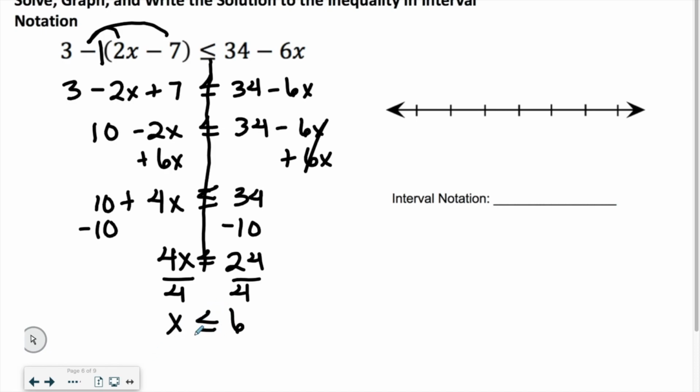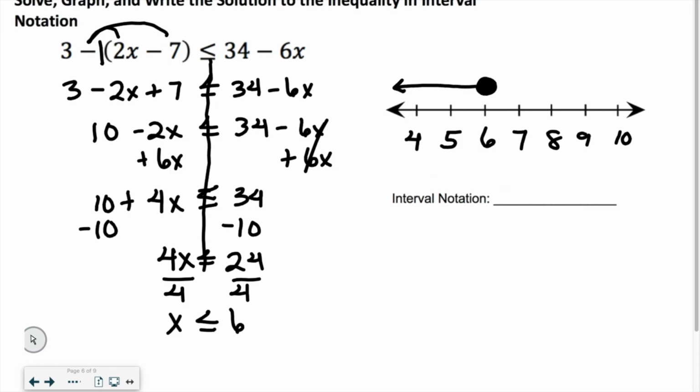So this time we have an equal to underneath, which means our answer over here is going to have a bracket. So again, we're going to make 6 be like right here. So then this would be 5, 4, and then on the right side, 7, 8, 9, 10. So above 6, we're going to have a filled in circle because it has an equal to. And x is less than 6, so it's shaded to the left.